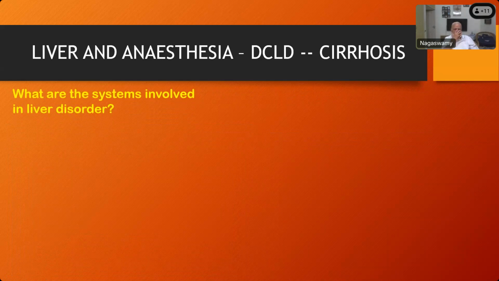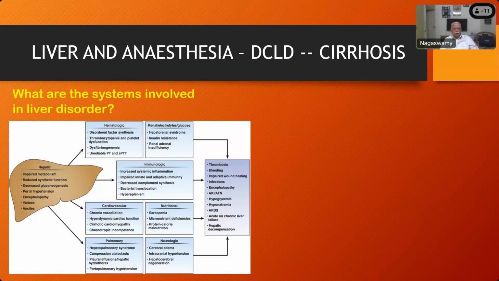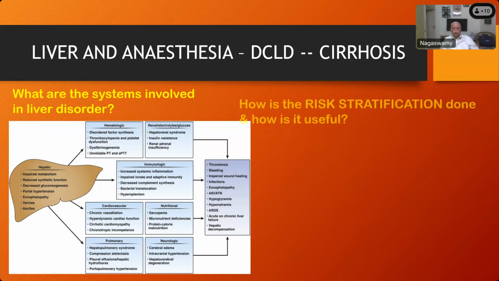Now, what are the systems involved in liver disorder? Again, we have seen it already in the first slide itself, the chief ranges. So this is another picture to show you. Remember, you can see the derangement that is happening in the liver, and the hematologic derangement, renal, immunologic, cardiovascular, nutritional, pulmonary, neurological. All these things ultimately, what they produce in the patient, this picture will be telling you.